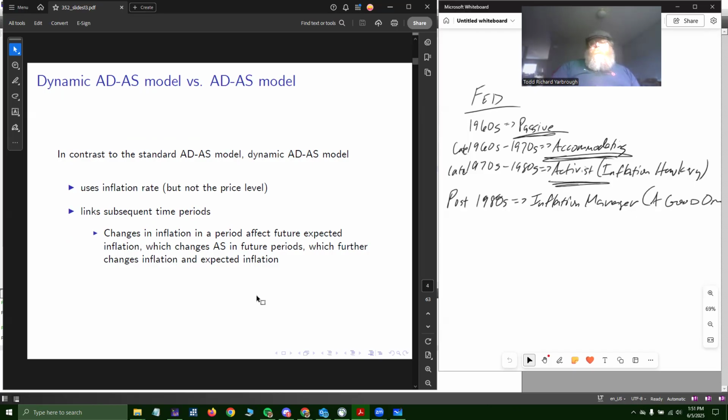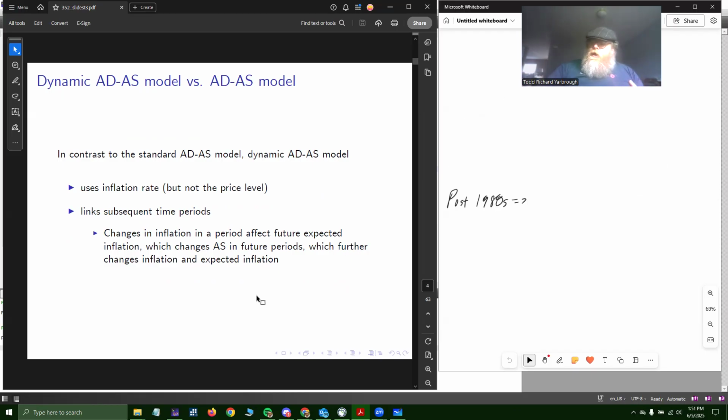All right. Just some differences between these models that you'll no doubt notice as we move through. Instead of thinking about price level, we're actually now going to model inflation. And so in particular, when we talk about the space that we're in here, instead of it being output and price level, we're going to think about it in terms of output and inflation.